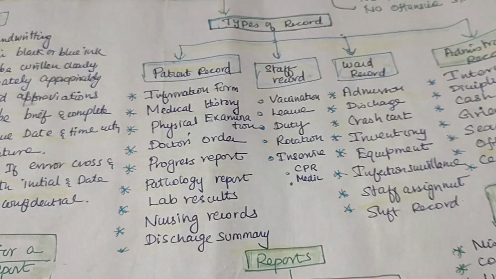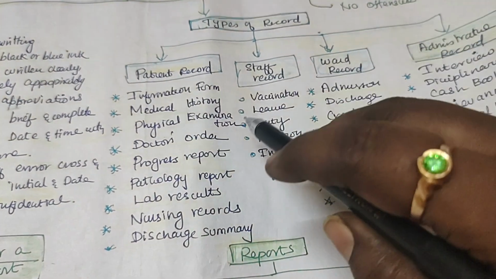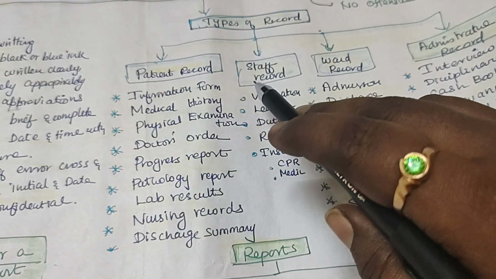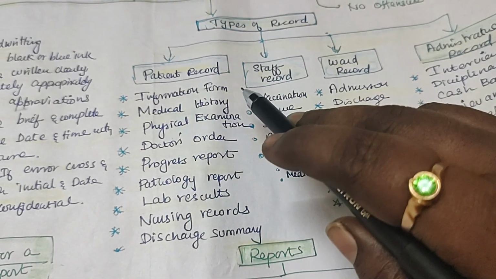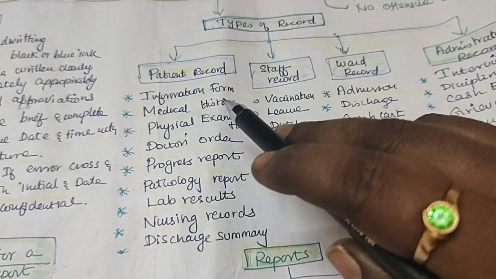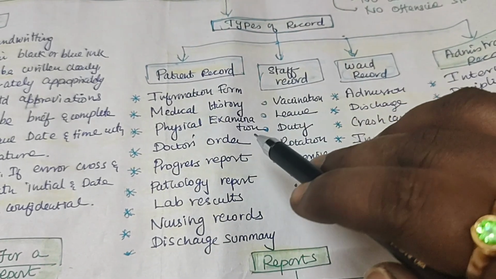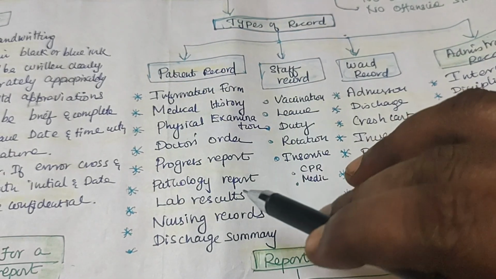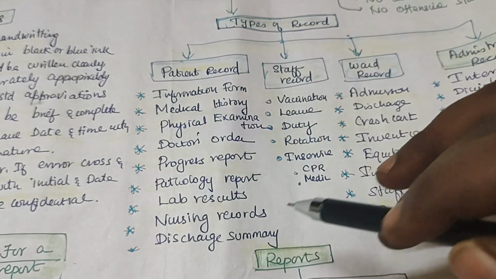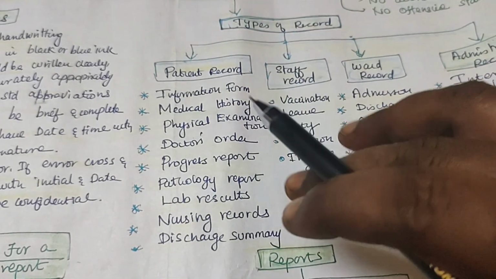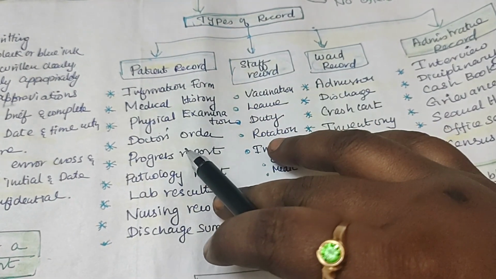What are the types of records? What are all the records you come across? First is the patient record. What does it have? The patient record has all information about the patient in a form: the medical record about the physical examination, doctor's orders, progress report, pathology report, lab results, nursing record, discharge summary, all confidential information about the patient.